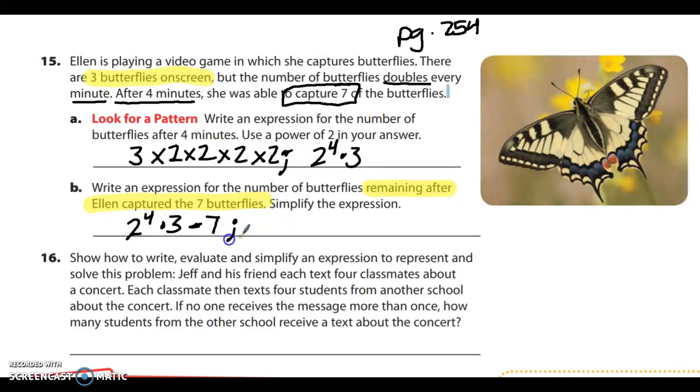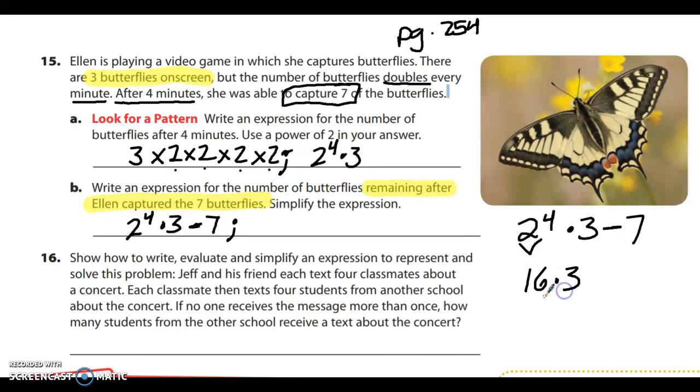And then it says to simplify. I'm going to come over here and show my work. 2 to the 4th times 3 minus 7. 2 to the 4th goes first because when it comes to PEMDAS, we do parentheses and exponents first. And this is an exponent problem. You're going to be tempted to think this is 8, but it's not. It's 16 because 2 to the 4th power means this right here. 2 times 2 is 4, times 2 is 8, times 2 is 16. So 2 to the 4th means 16.